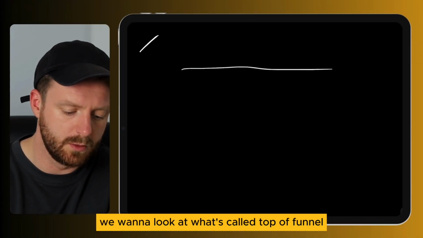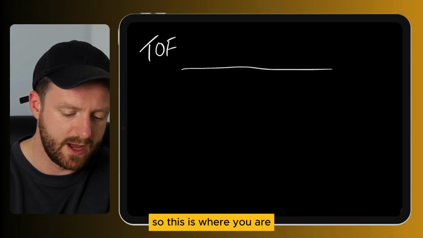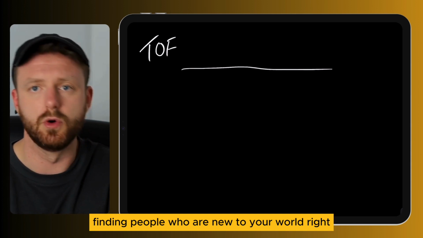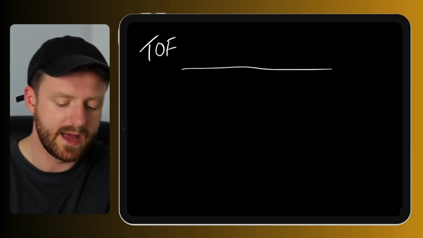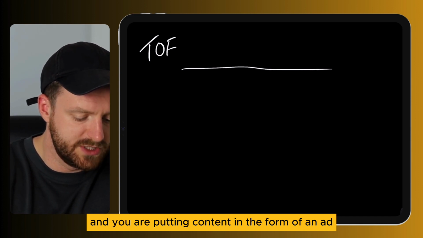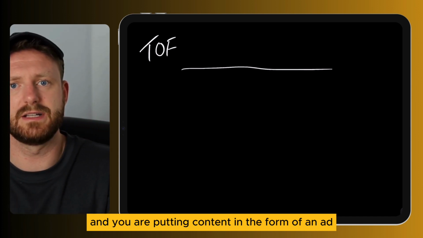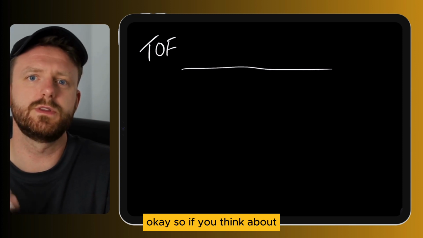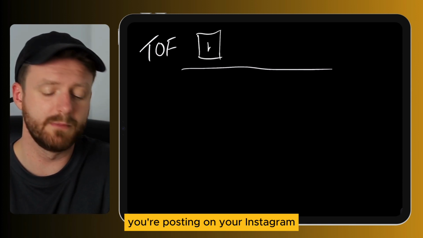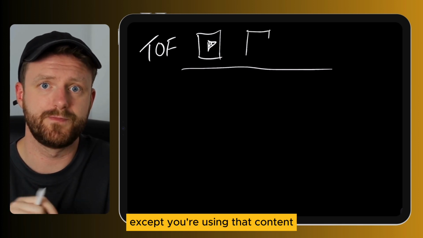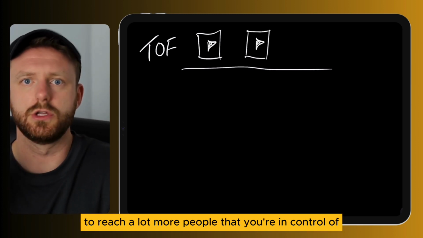We want to look at what's called top of funnel. So this is where you are finding people who are new to your world, right? They've never heard of you before, and you are putting content in the form of an ad in front of them, okay? So if you think about your ad as just another piece of content that you're posting on your Instagram, except you're using that content to reach a lot more people that you're in control of, right?